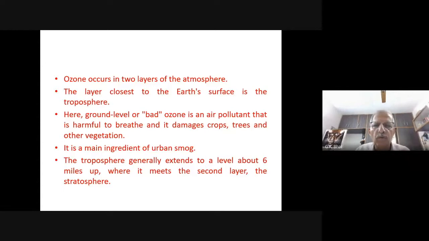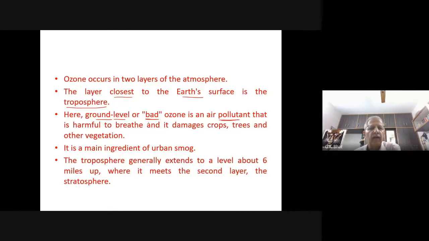The layer closest to the Earth's surface is the troposphere. You must know where the troposphere is, where the stratosphere is, like that. I will show in another slide. So the layer closest to the Earth's surface is always called the troposphere. Here, ground level ozone, or bad ozone, is present at the Earth's surface in the troposphere. Ground level or bad ozone is an air pollutant that is harmful to breathe, and it damages crops, trees, and other vegetation.